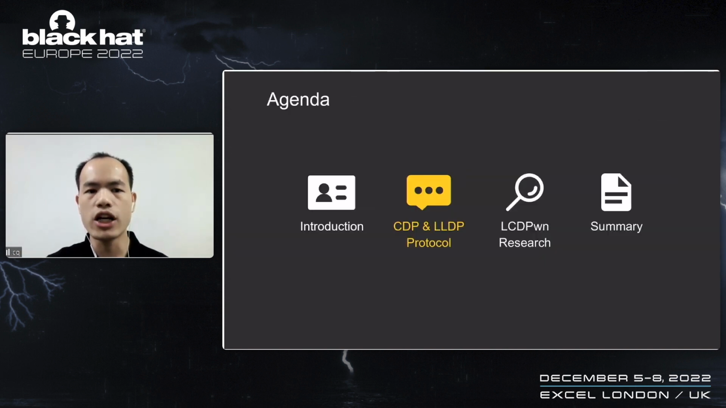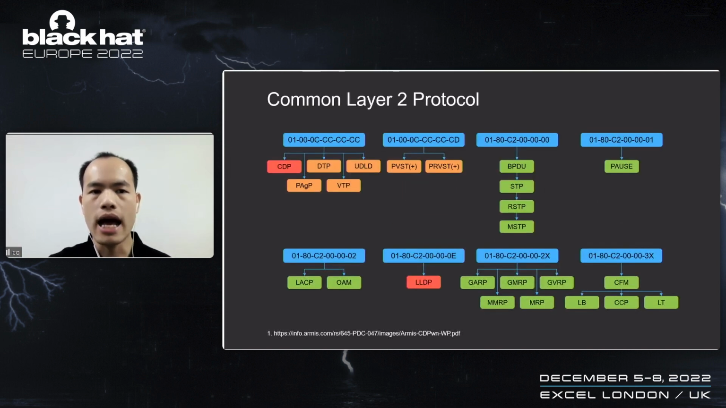Alright, we have a general idea of LCDPwn and its background. Let's move on to the next part. In part 2, I'll cover the basics about the CDP and LLDP protocols to give you a general understanding. According to the CDPwn research, some common Layer 2 protocols used on network appliances are as follows. Among them, 2 discovery protocols named CDP and LLDP are the focus of our LCDPwn research.